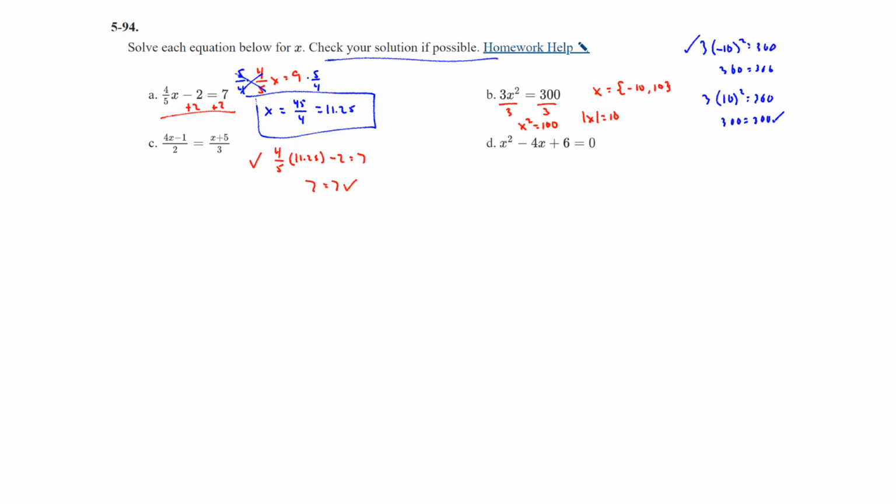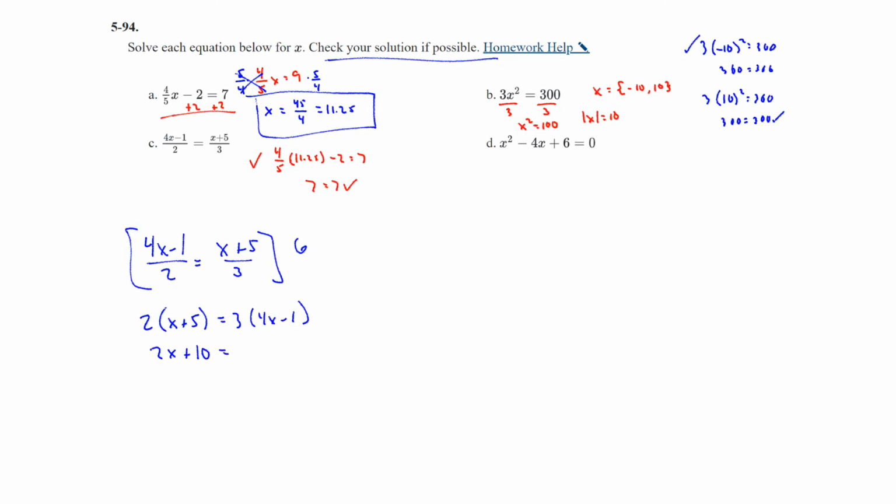On to C. Let me rewrite this one. This is 4x minus 1 over 2 is equal to x plus 5 over 3. We can multiply both sides by 6. You can cross multiply if you want as well. Works out the same way. You're going to get 2 times x plus 5, and this is equal to 3 times 4x minus 1. And then you can distribute: 2x plus 10. And then the right side is 12x minus 3.